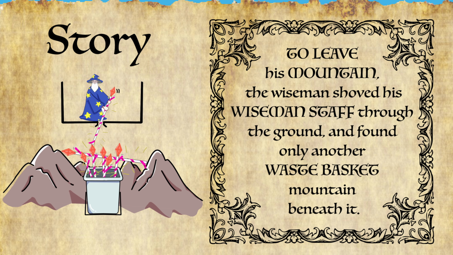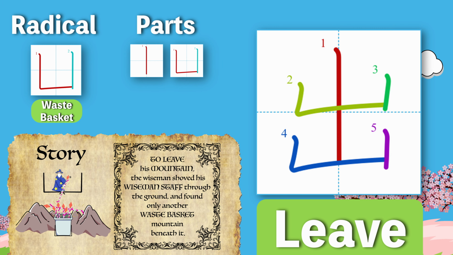To leave his mountain, the wise man shoved his wise man's staff through the ground and found only another wastebasket mountain beneath it. And this is why I did what I did for the mountain kanji.